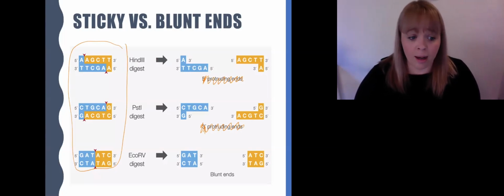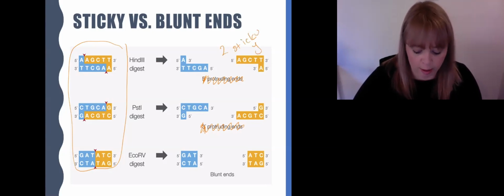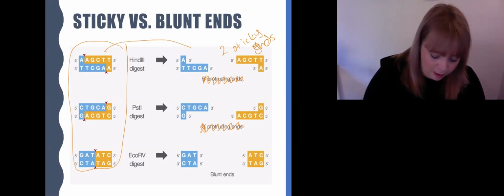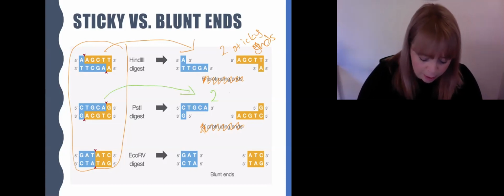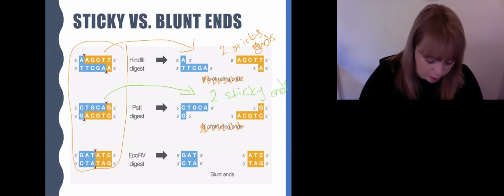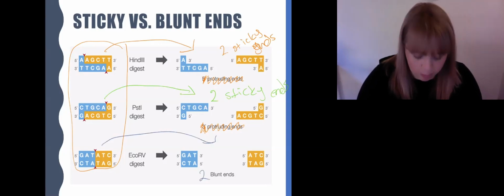So here's your HindIII digest, and these are your 2 sticky ends produced. 2 sticky ends produced. That's in this one here. Now the next one, the PstI, that produces 2 sticky ends again. And then the final one is the EcoRV or Eco R5, whichever one you want to say. That one over here produces 2 blunt ends.